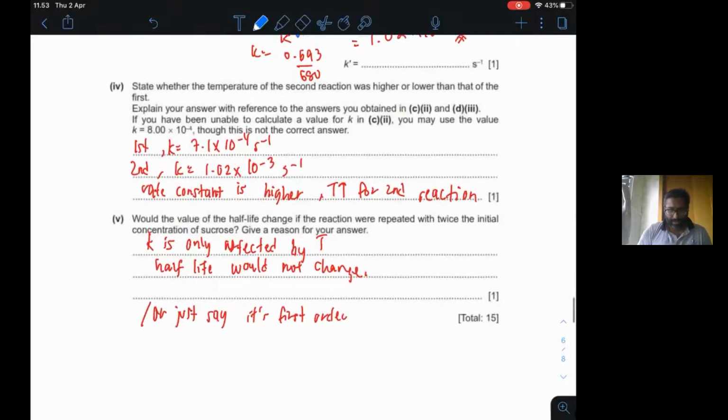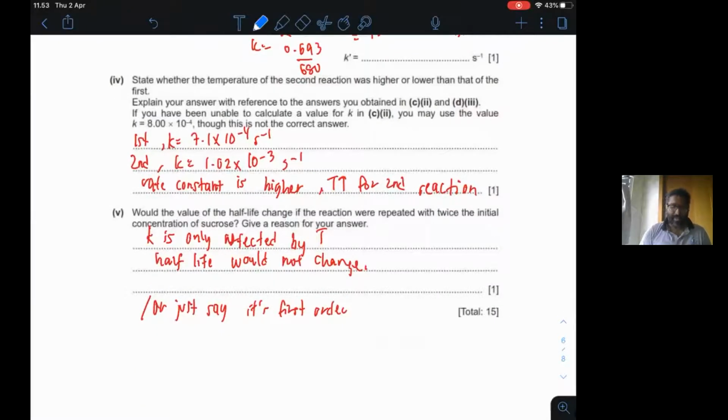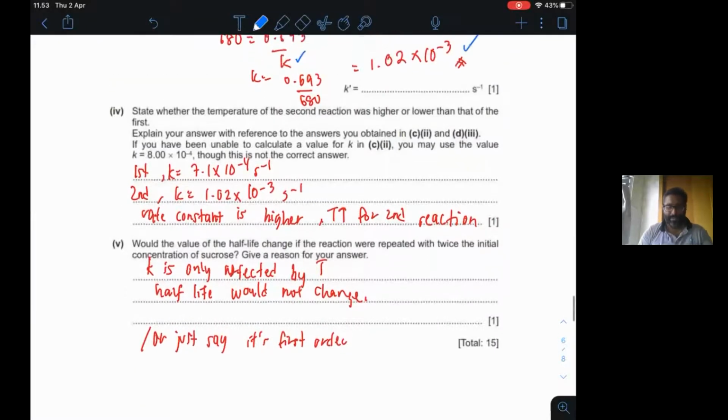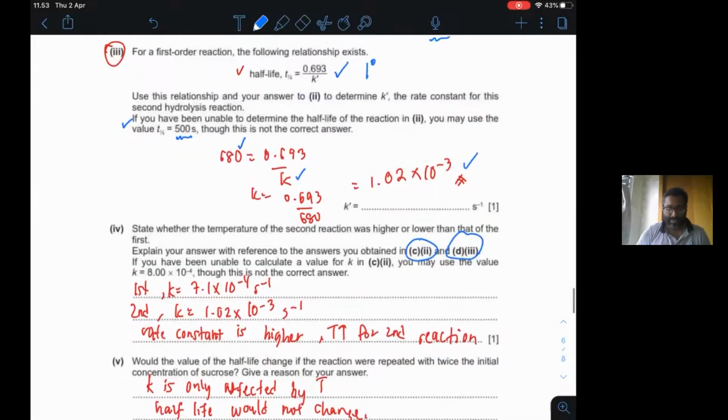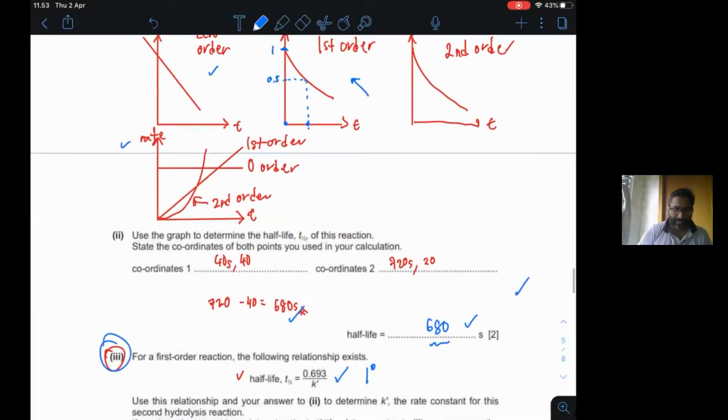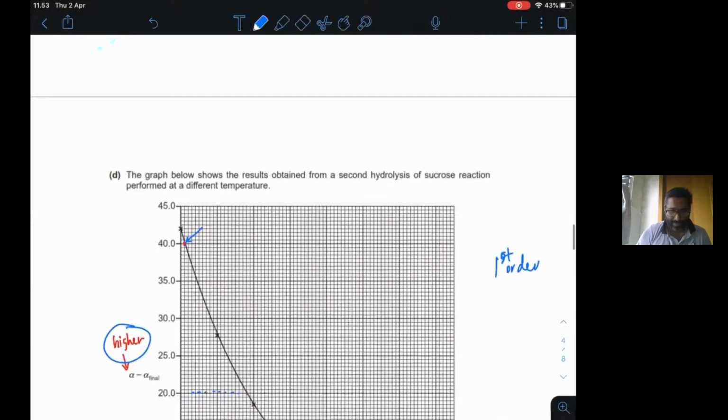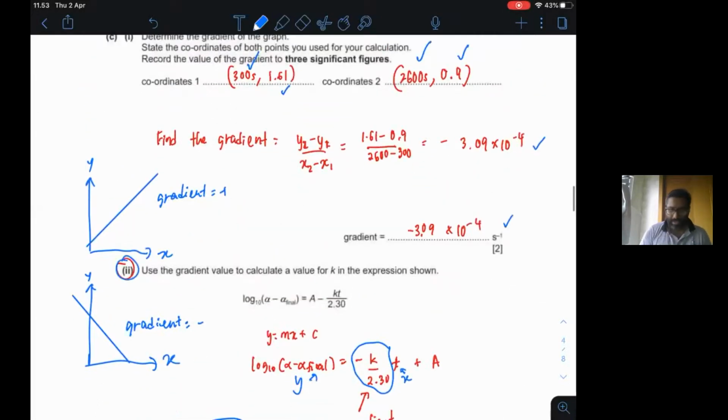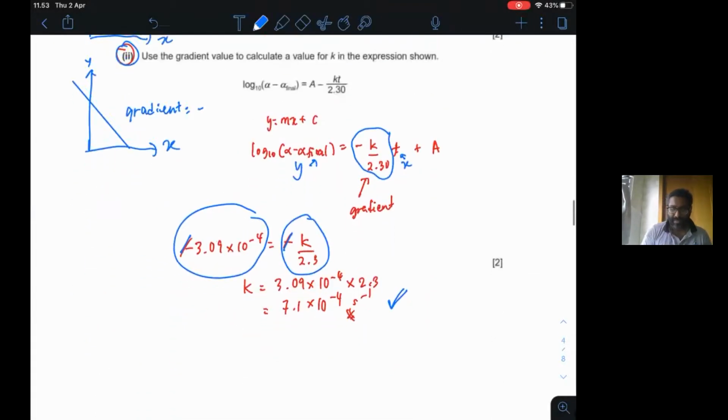Now here, state whether the temperature of the second reaction was higher or lower than that in the first. They ask you to use the answers from C2 and D3. So this is D3, and C2 is going to be somewhere here. What they ask you to refer to is basically the K value.